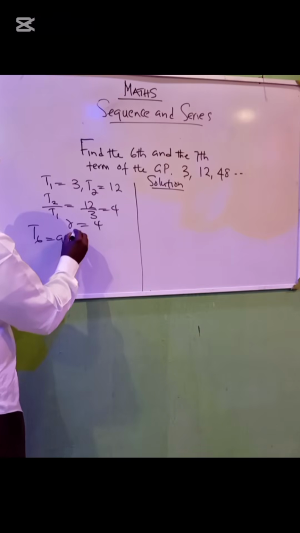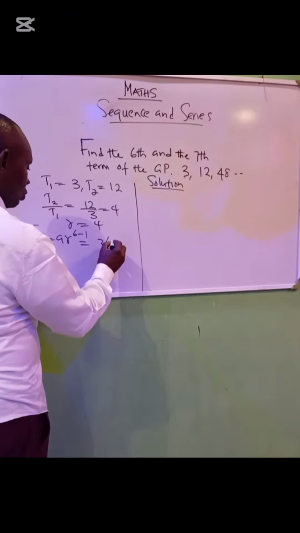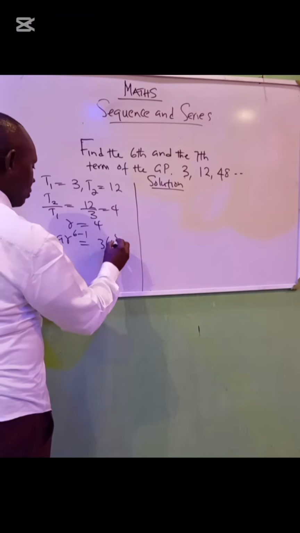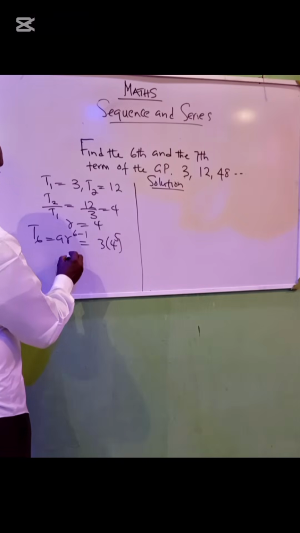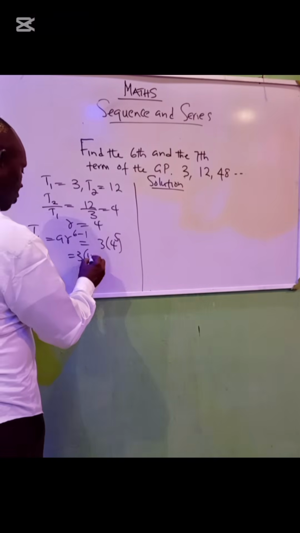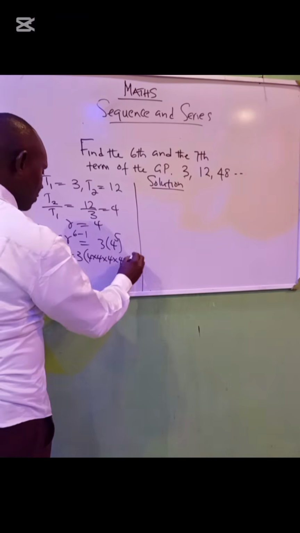Having obtained the common ratio, we can now say T6, which is the 6th term, is equal to a r raised to the power 6 minus 1, which is equal to 3 into 4 all raised to the power 5. 6 minus 1 is 5. So 4 raised to the power 5 is equal to 3 into 4 times 4 times 4 times 4 times 4.